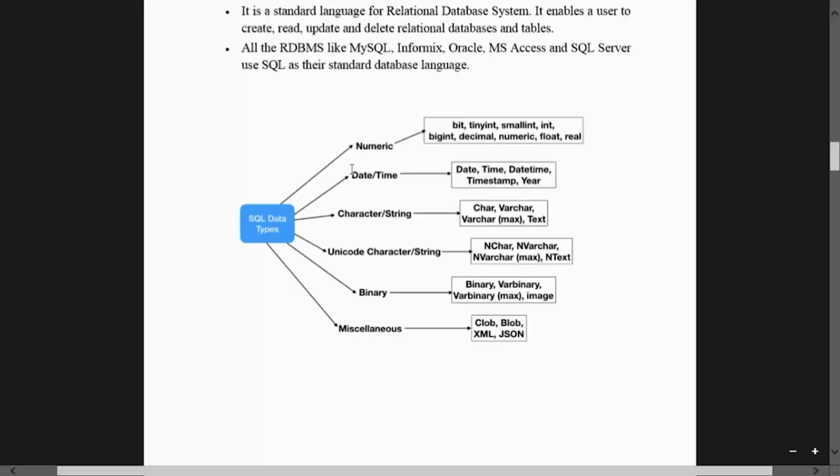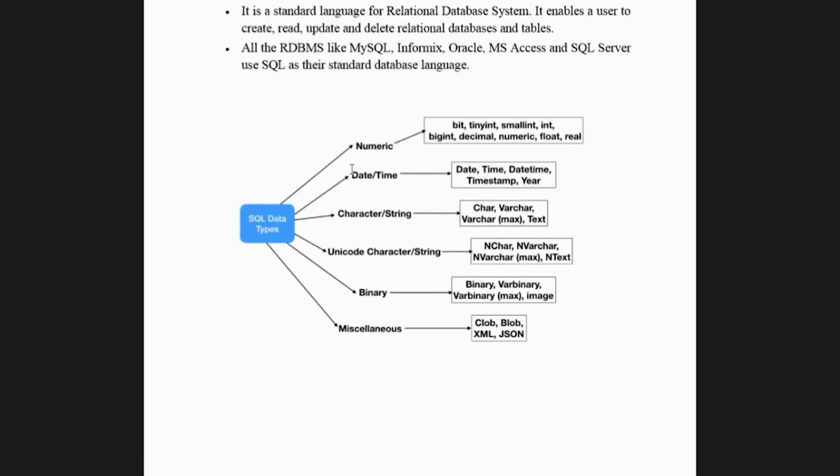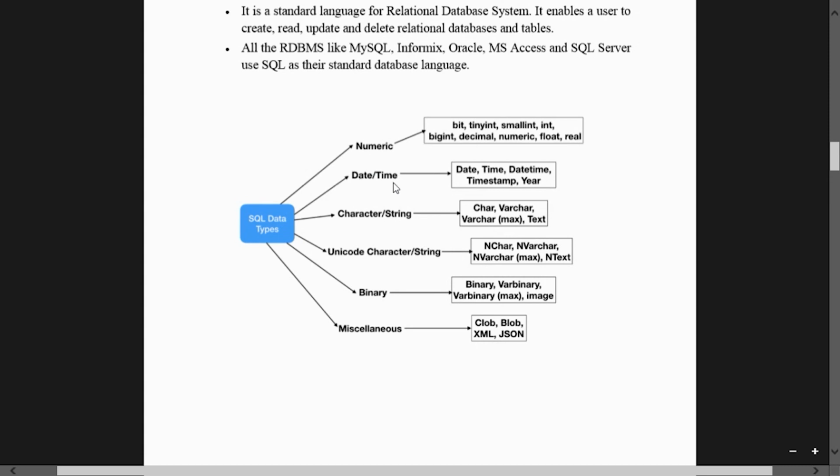Given below are some of the SQL data types. You can go through them one by one. First, you have the numeric, date time, character string, Unicode character string, binary, and miscellaneous. We will be looking into these data types when we start writing the queries and creating the tables.